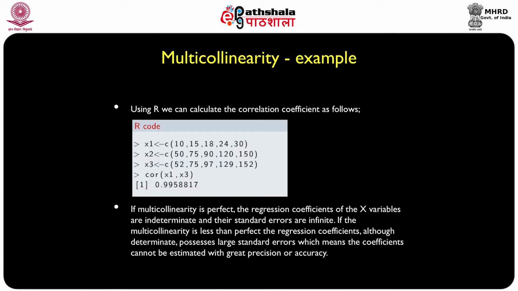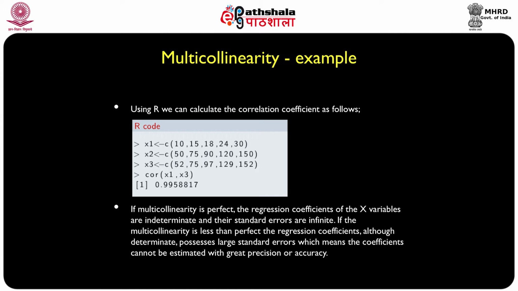Now there is no perfect collinearity between x1 and x3. However, the two variables are highly correlated, and this can be seen from calculating the correlation coefficient between x1 and x3, which turns out to be 0.9958. Now using R, we can calculate the correlation coefficient.